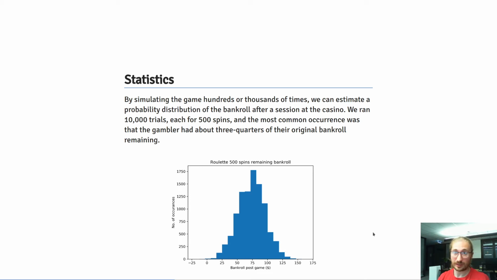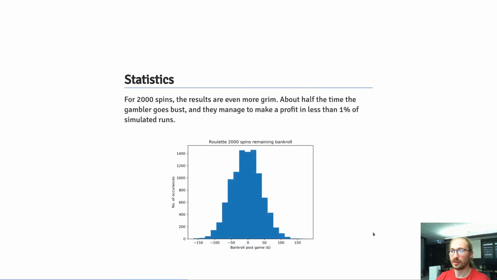Now, of course, this gets worse if you play for longer. Suppose we up the numbers to 2,000 spins, and we do 10,000 runs of 2,000 spins each. The results are even more grim. About half the time the gambler goes bust and goes into the negatives, and they manage to make a profit in only about 1% of the total runs.